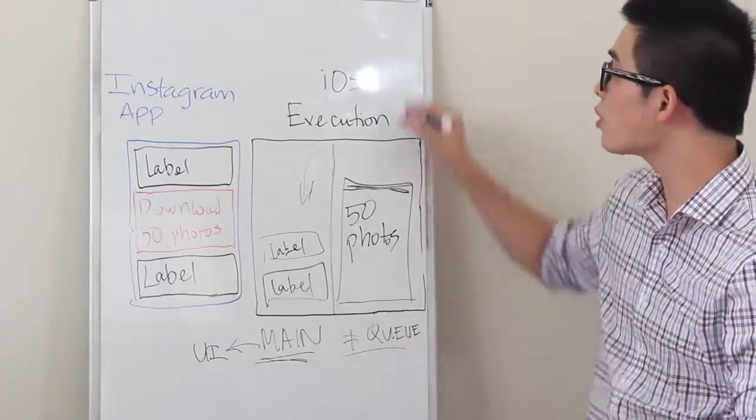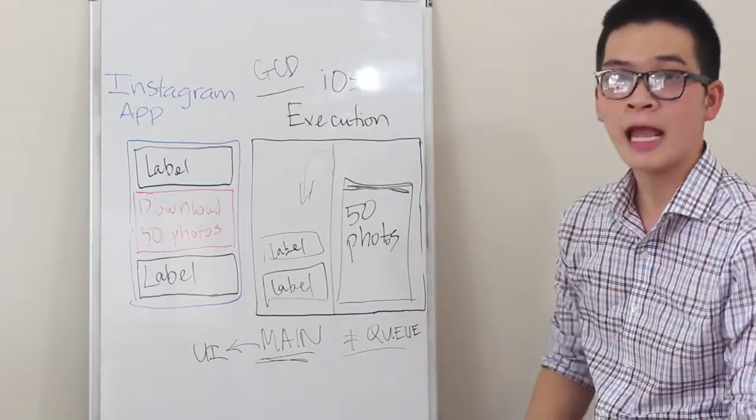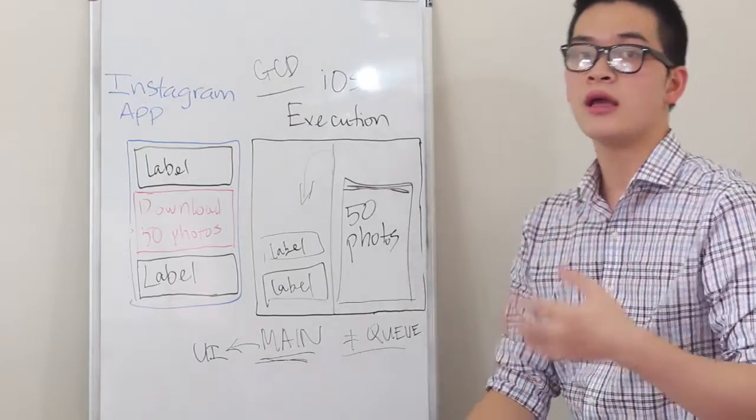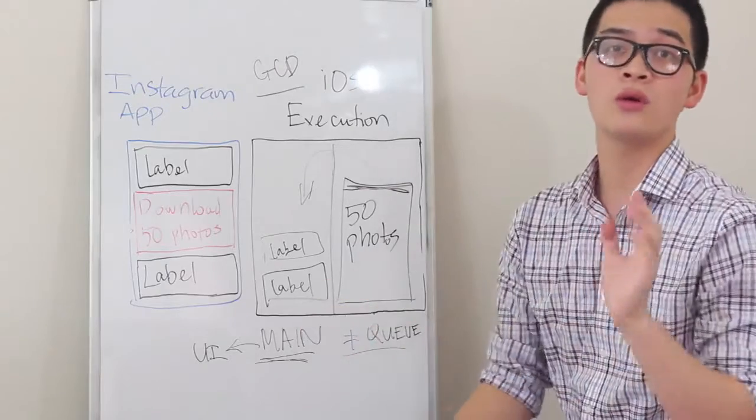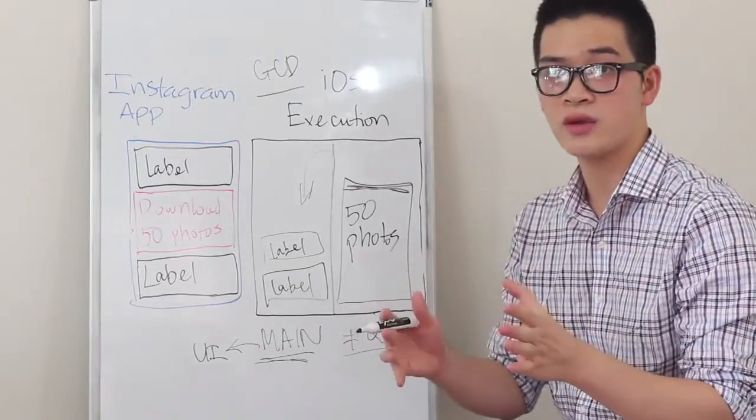To do that, we'll use something called Grand Central Dispatch, okay? Don't worry about that right now. In the next video, in a minute, I will show you in code how we can do this, how we can break it down into different queues.